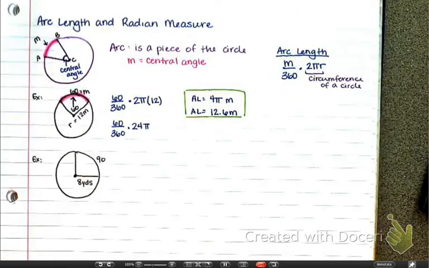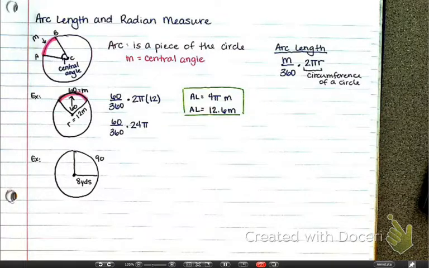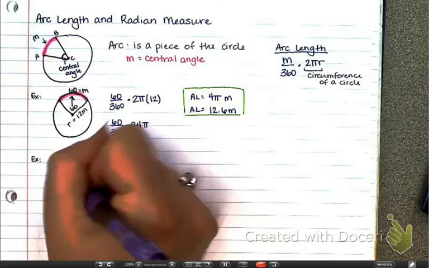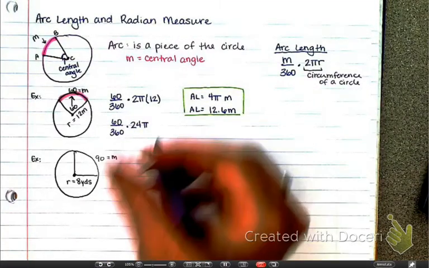So I want you to find an exact answer and a rounded answer. Do I know what my measure is, my M? What's M? 90. Do I know what R is? It's 8. So if you know those two pieces, you can plug everything in.